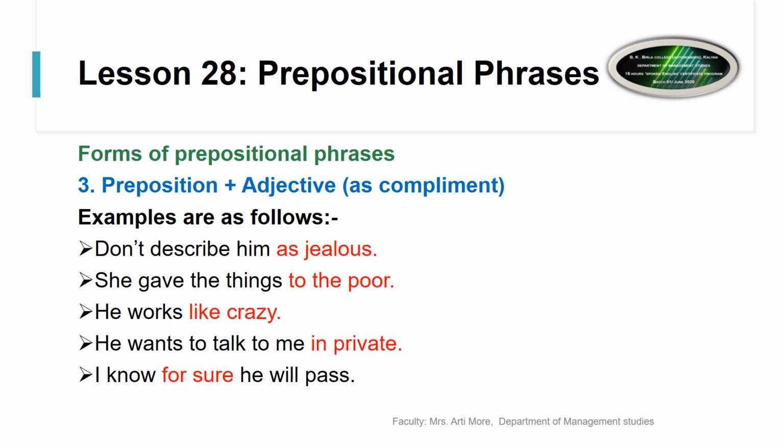He wants to talk to me in private. In is a preposition. Private is an adjective. So in private is a prepositional phrase. I know for sure he will pass. For is a preposition. Sure is an adjective. So for sure is a prepositional phrase.